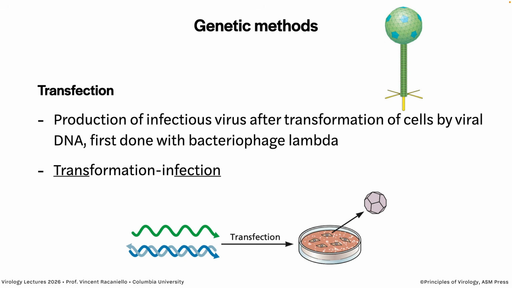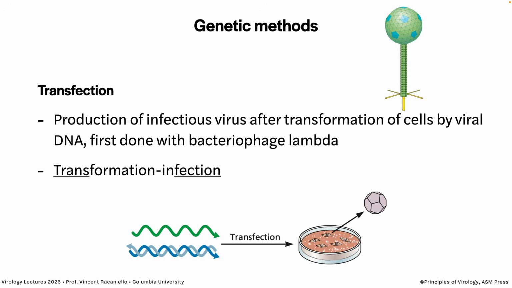Now, transfection is the production of infectious virus after you put DNA into cells by a process called transformation. It was first done with a bacteriophage called Lambda. And the word is a portmanteau, right? It's a fusion of two words, transformation and infection. That's where transfection comes from. So you introduce DNA into cells by transformation, and then you're actually infecting the cells.